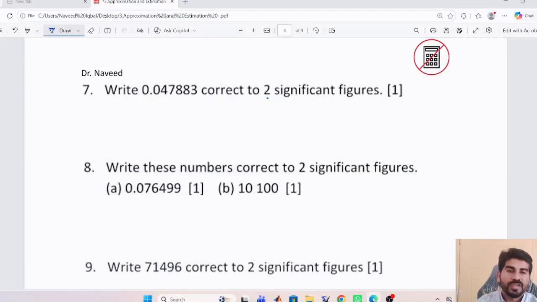Next question is question number 7. 0.047883 correct to two significant figures. Again, you can see this is the second significant figure. The third one is 8. So we have to add 1 here. So there will be 0.048. There are two significant figures, 4 and 8.